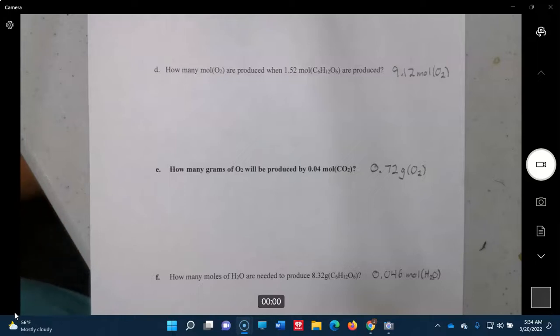0.046 moles of H2O. So that takes care of this problem set, and get this in by Monday, and we will move on to the Stoichiometry 3 on the next assignment.